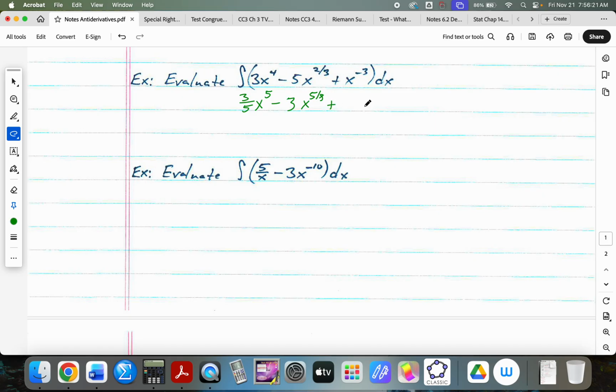Plus, negative powers, I don't know why. When you're doing derivatives, people don't have as much trouble with it, but sometimes people will make mistakes where you're supposed to be adding 1 to the power and you accidentally subtract 1. So just be careful of that. So we're adding 1 to the power, so that'll be to the negative 2. So this will be negative 1/2 x to the negative 2, all plus c. Do not forget the plus c on an indefinite integral.